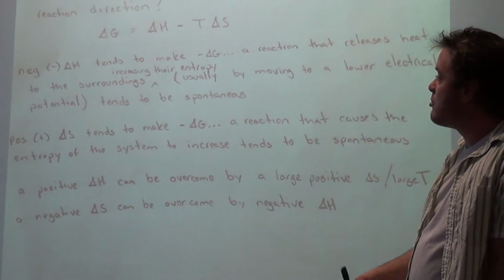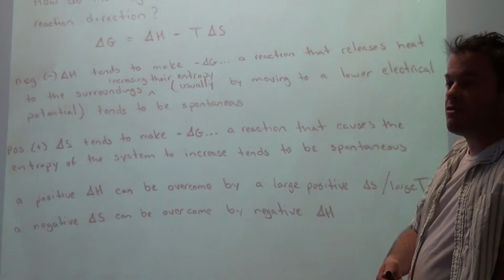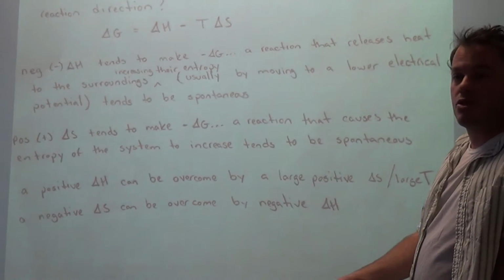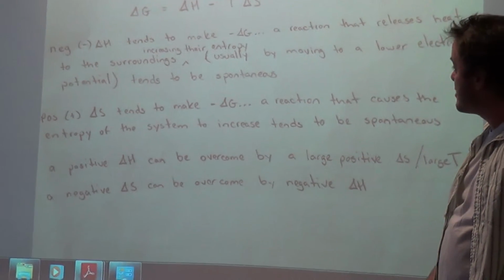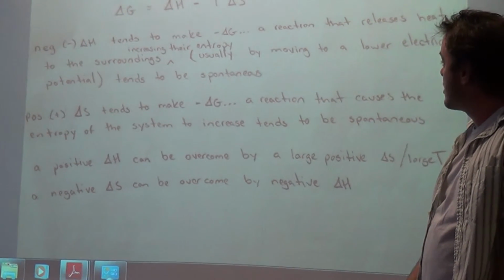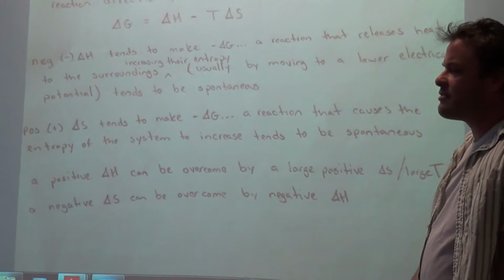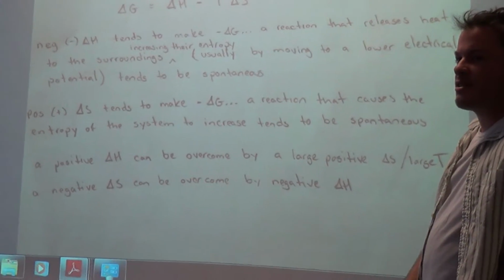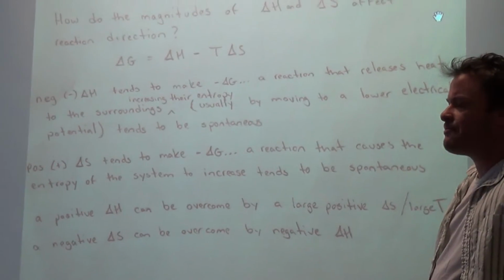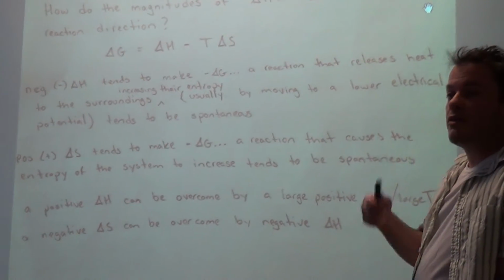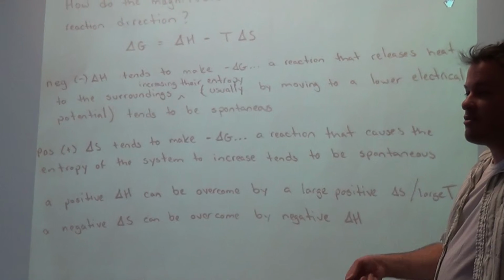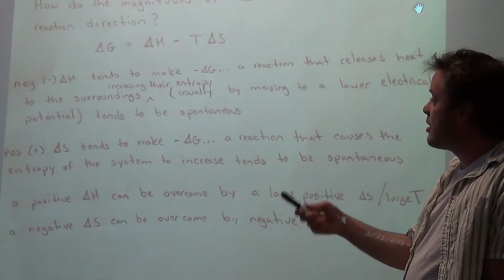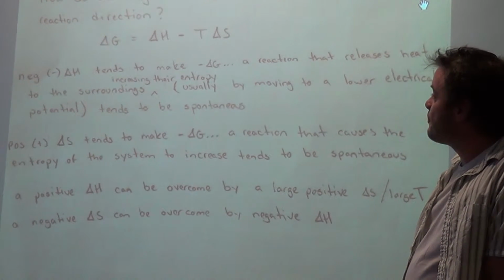Delta G is going to be favorable if the entropy of the system is increasing, and it's going to be negative if the entropy of the surroundings is increasing. Sorry, not negative. Sometimes I say things that are not what I meant to say. I apologize. Okay, so if the surroundings' entropy is increasing, delta G tends to be negative. If the system's entropy is increasing, delta G tends to be negative.